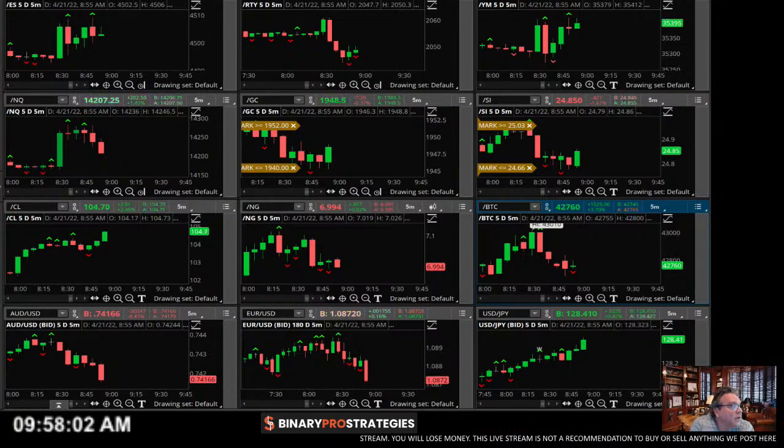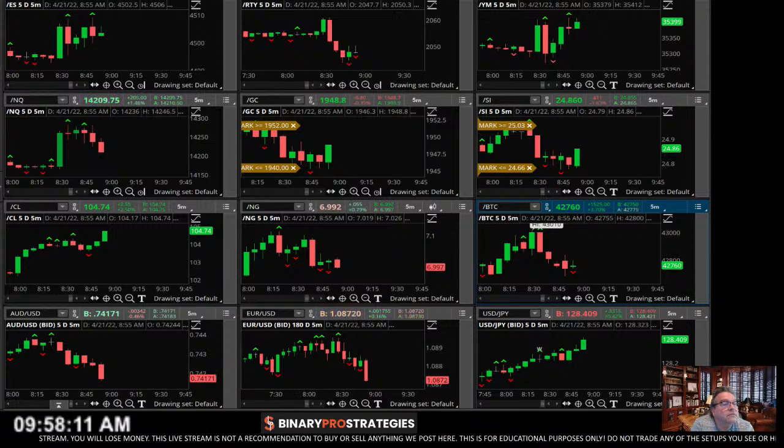Okay, so still long gold, still long silver. Have nothing else in here right now. NQ could be setting up for a short, but not yet. Pattern's trying to develop.